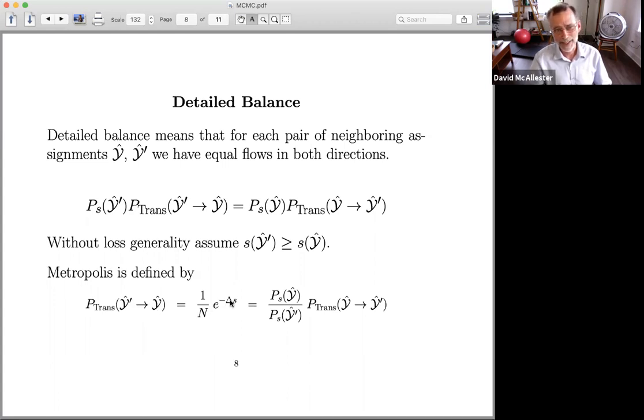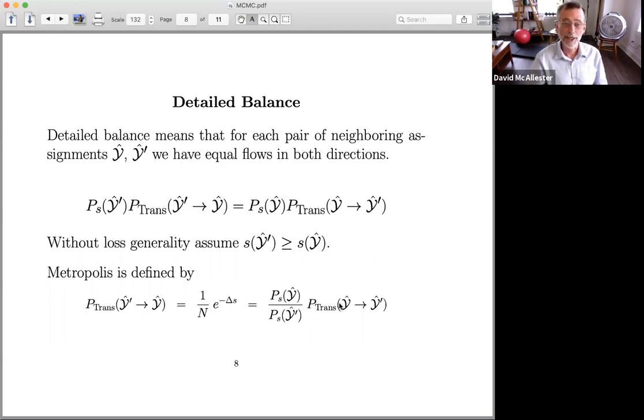Well, e to the minus delta score is equal to, even though I don't know the partition function, the ratio of the probabilities, because the partition function cancels in this ratio of probabilities, and the ratio of probabilities is just the ratio of e to one score to e to the other score, which is e to the minus delta score.